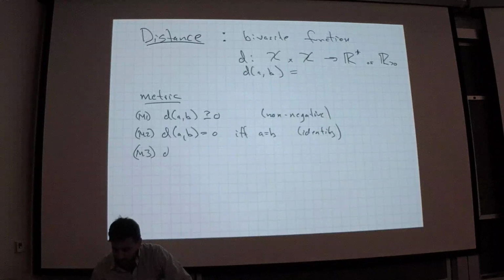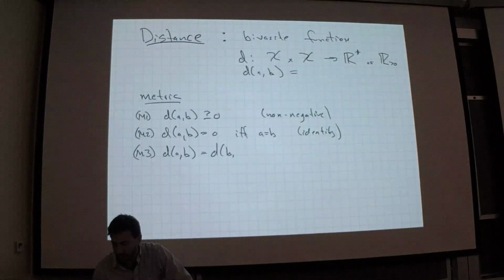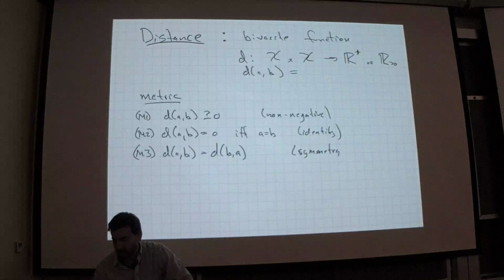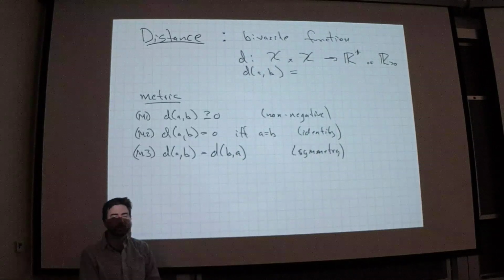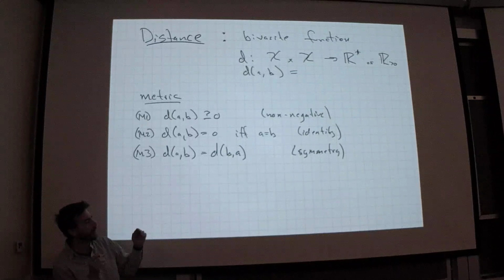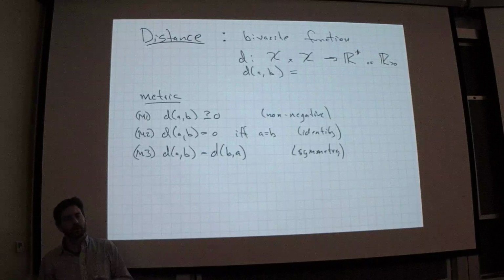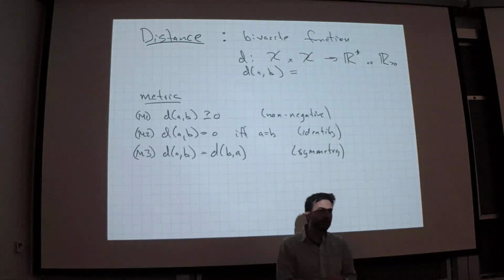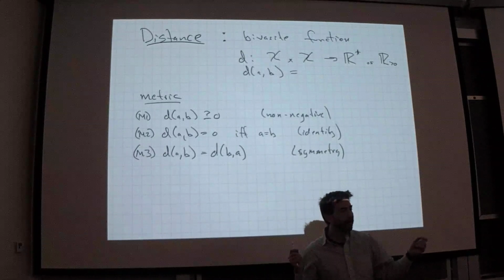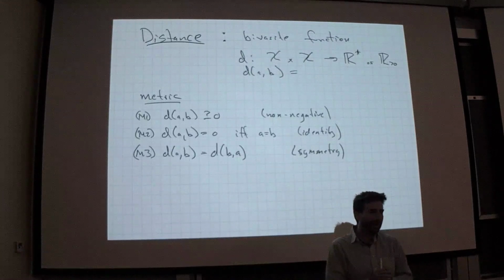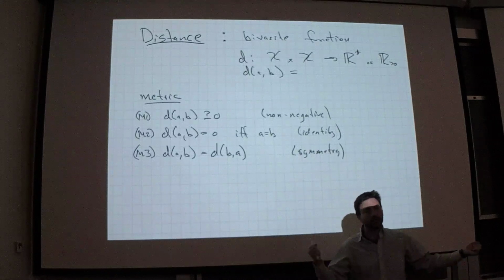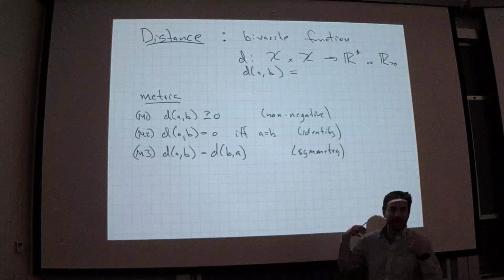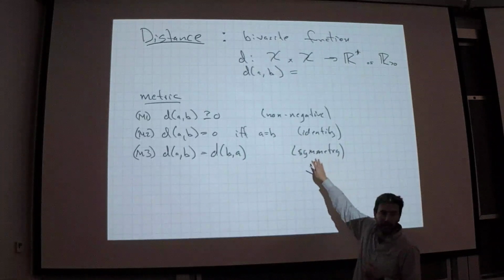The third property is that d(a, b) is equal to d(b, a). This is symmetry. If I'm going from A to B, it's the same to go back from B to A. One way of measuring distance is the amount of travel time between one place and another. If I look at my distance from my home to my work, it's a reasonable distance, but it probably does not satisfy this property.